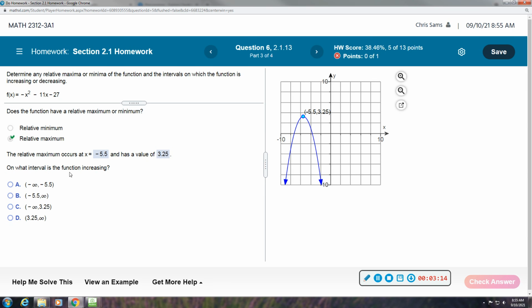Okay, so we want to know increasing, decreasing. So first we want to know increasing. So this graph is going up from left to right, all the way from the negative infinity side, because we're going to the left, and this arrowhead means it keeps going. So from negative infinity all the way until we get to this x coordinate of negative 5.5 is our increasing interval. So negative infinity to negative 5.5.